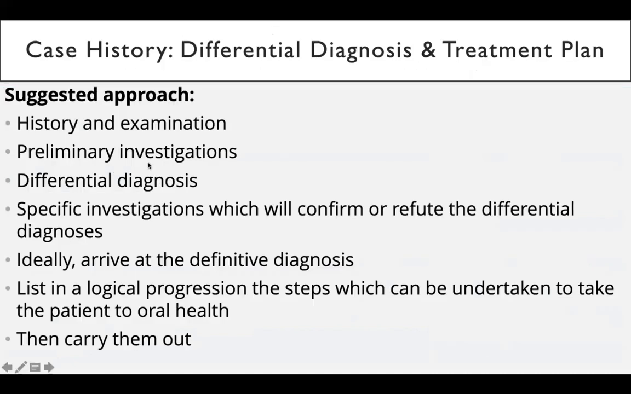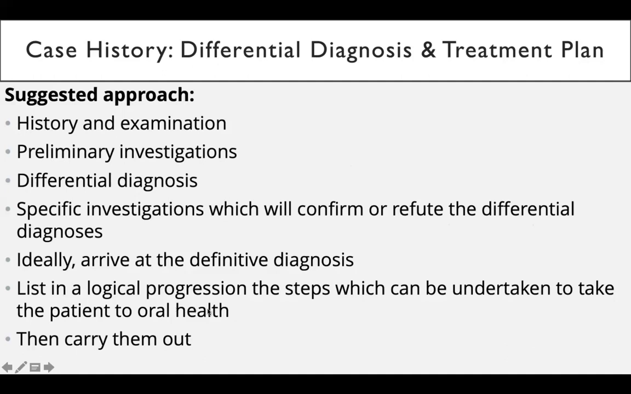After performing that, we will have some differential diagnosis. On the basis of preliminary investigation, lab results and radiographic results, we rule out our provisional diagnosis from the differential diagnosis, make the list short, and according to that, make a treatment plan. Specific investigation will confirm or refute the differential diagnosis, and then ideally arrive at a definitive diagnosis, also known as provisional or definitive diagnosis.